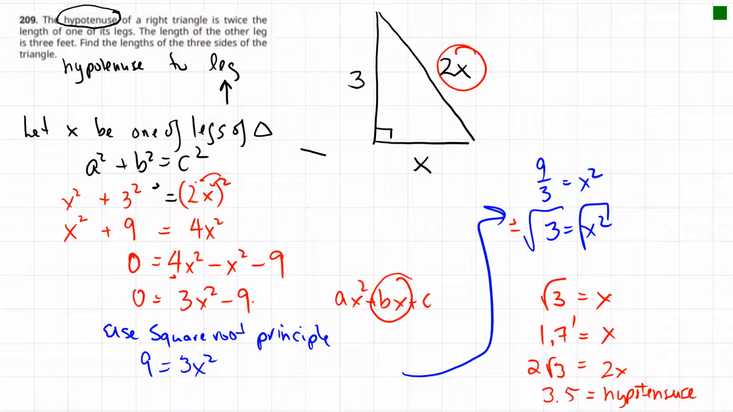So that means the lengths of all 3 sides, one side is 3, the other one is 1.7, and the hypotenuse is 3.5. So here are the lengths, and these are measured in feet, so include the units.